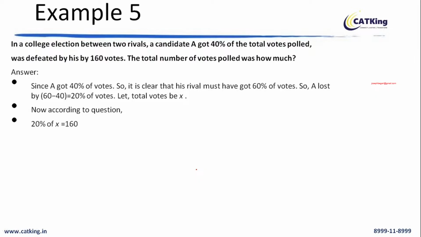Now according to the question, 20% of X is 160, because they said he lost by 160 votes, but we found that it comes from 20% of total votes. So 20% of total is 160. So 20 upon 100 into x is equal to 160. So the value of x is 800. So the total number of votes is 800. I hope you got this.